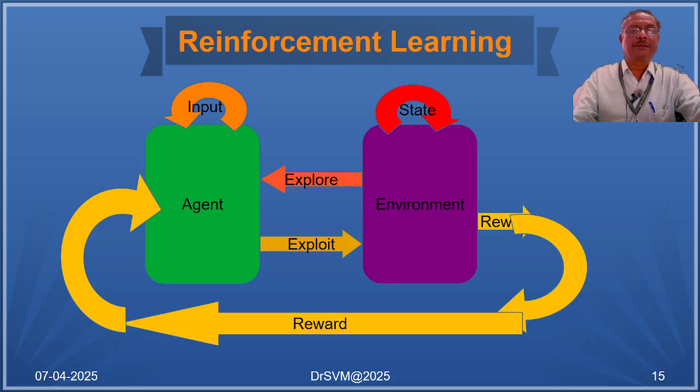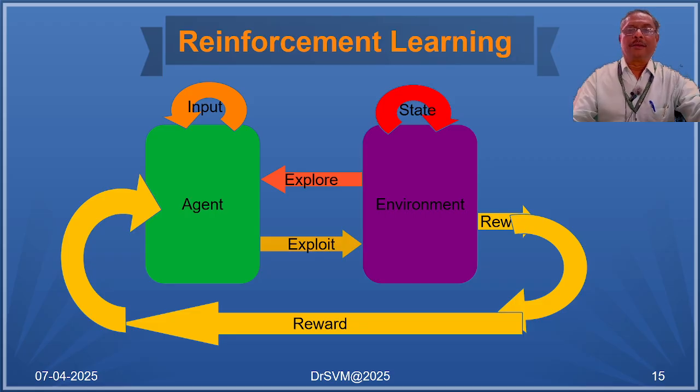So whatever actions are taken by the agent will exploit the environment, and that will make the environment change its state. So the bicycle is no more at the place it was earlier. It has changed its place. The position of the pedal is no more the same. The position of the handle is no more the same, or the balance is no more the same. So something has changed.